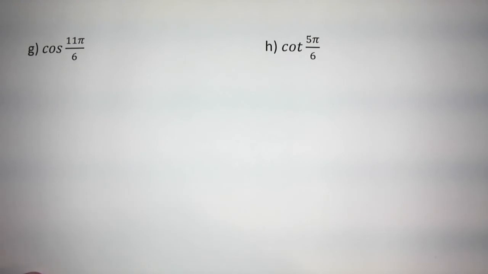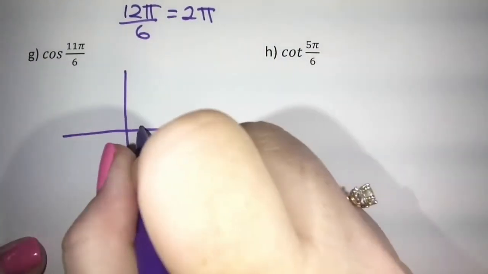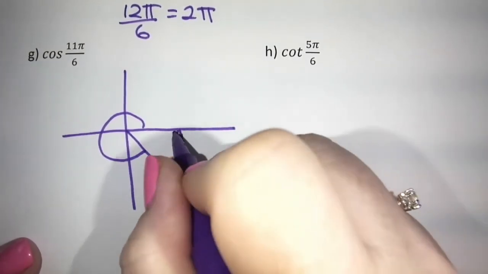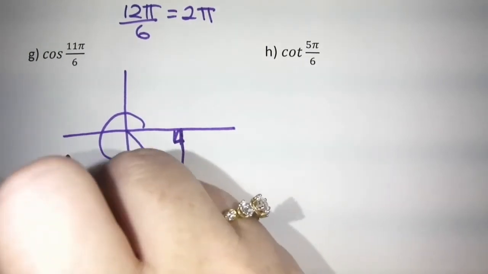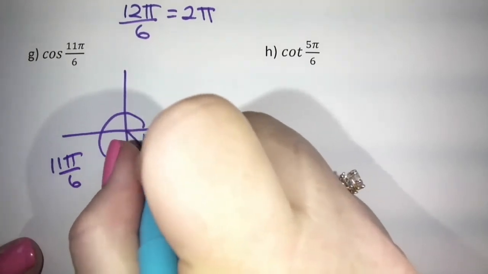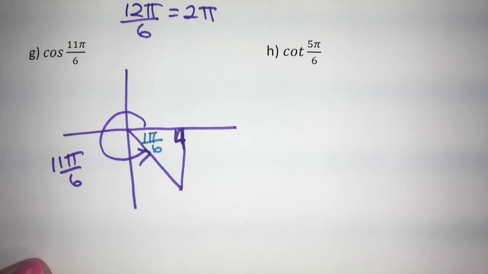So 11 pi over 6, we're looking at almost 12 pi over 6. 12 pi over 6 would be a whole revolution, 2 pi, all the way around. So we're almost all the way around, going into this quadrant here. There's our right angle there. So this is 11 pi over 6, and 11 pi over 6 plus pi over 6 would be 12 pi over 6. So the angle that we want in our triangle is pi over 6.